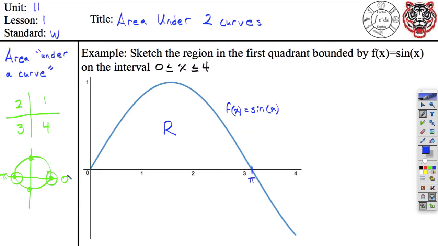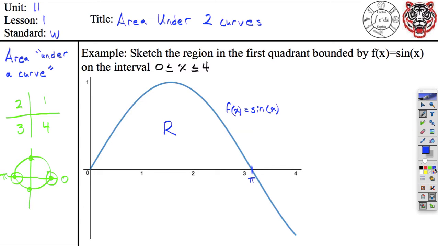Both of these angles will give you 0 when I punch in for sine. So sine of 0 is 0, sine of pi is 0. But we could also do that on our calculator. You should know that. All right, so I need to somehow say on my calculator, find this area under this curve.